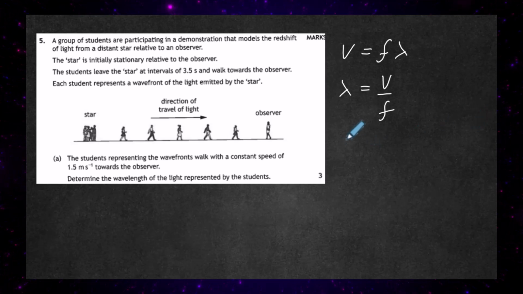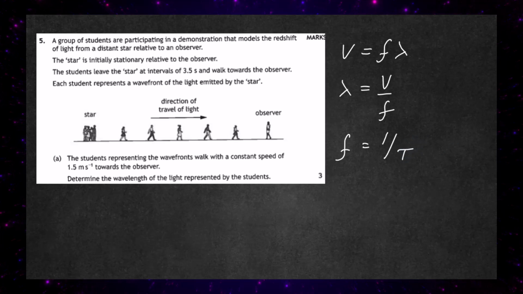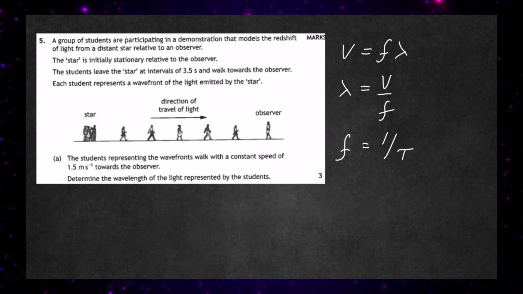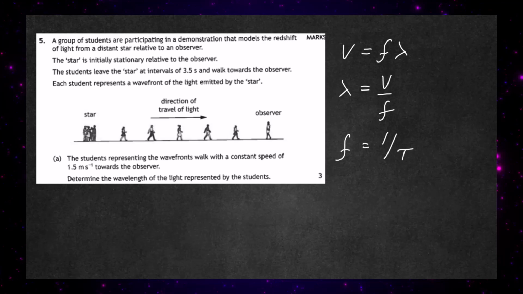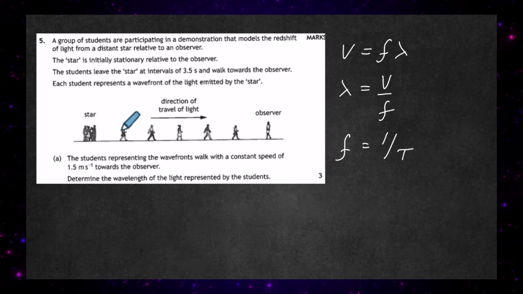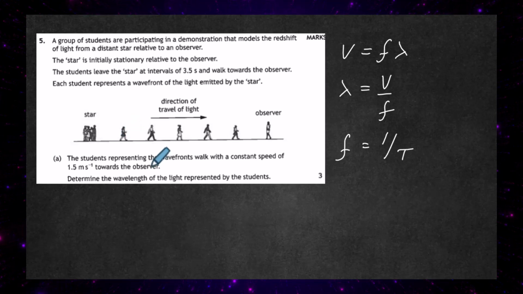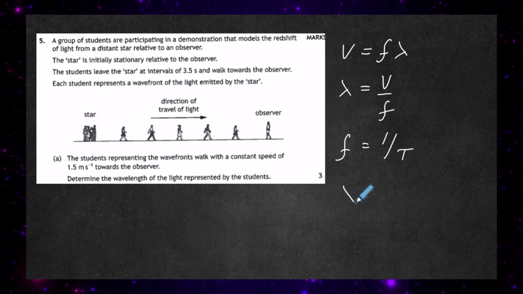Now, we do know that the frequency is going to equal 1 divided by the period T. And the period T is the time taken for one complete cycle to pass. And that's going to be 3.5 seconds when you think of the period, because every 3.5 seconds one person is going to pass. So the period of that wave is going to be 3.5 seconds. And we already know the speed, so all we have to do is change our wavelength equation.